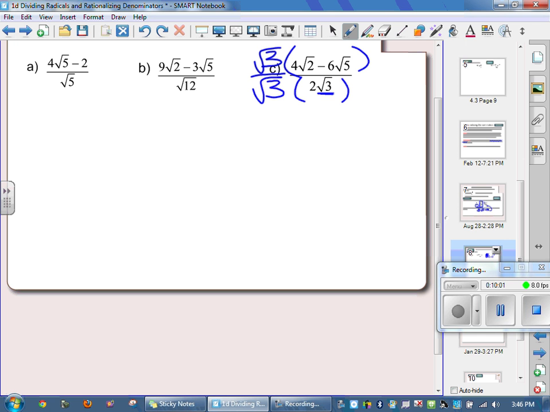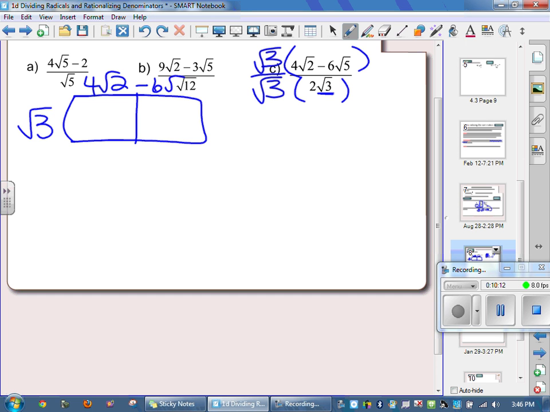So this is what my top is going to become. Root 3 times, in my box, 4 root 2, and then I've got a negative 6 root 5. When I multiply my coefficients, 4 times my hidden 1 gives me 4. 3 times 2 gives me root 6. Negative 6 times 1 gives me negative 6. Root 5 and root 3 give me a negative root 15 when I multiply them. So now that is what my top reduces to. So my top becomes 4 root 6 minus 6 root 15.